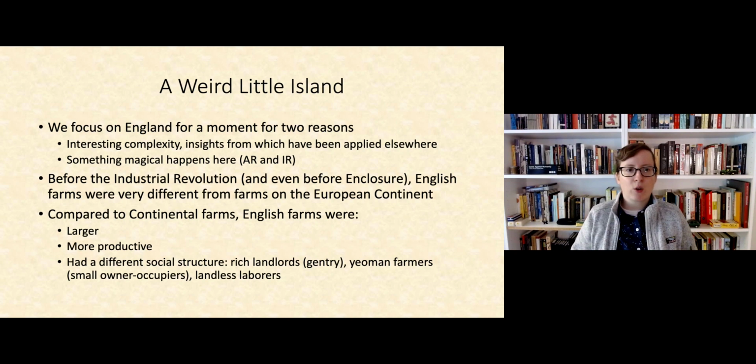So before the agricultural revolution, English farms were already larger, more productive, and they had this really peculiar and different social structure that you could group into three maybe primary groups or important groups, which were a class of rich landlords or gentry, a class below them of what we're going to call yeoman farmers, which are usually described as small owner-occupiers of land, and also a class of landless farm laborers. And in addition to that, what's kind of murky is that there's a class of many, many tenant farmers as well.